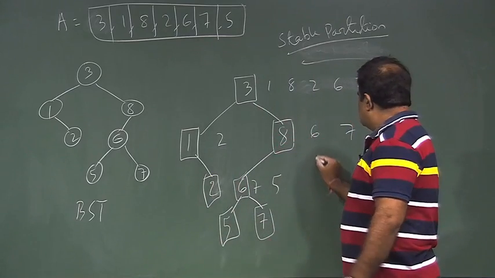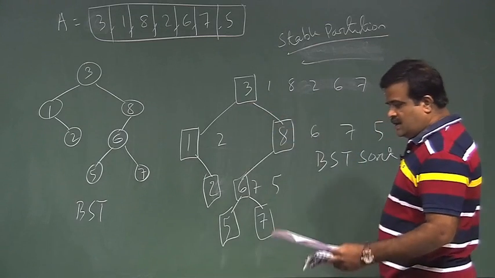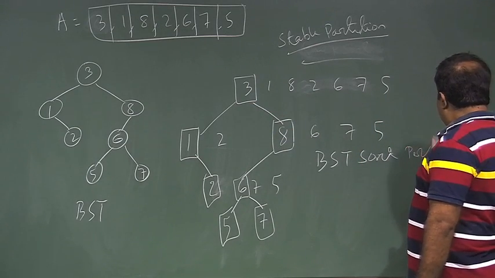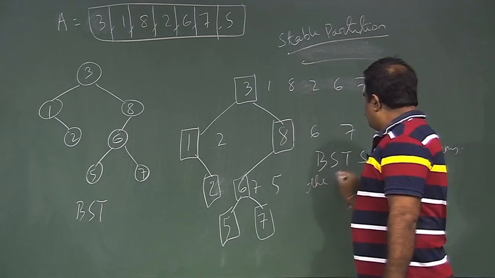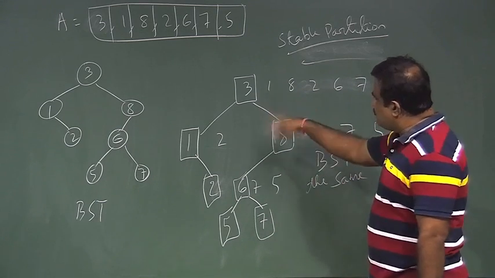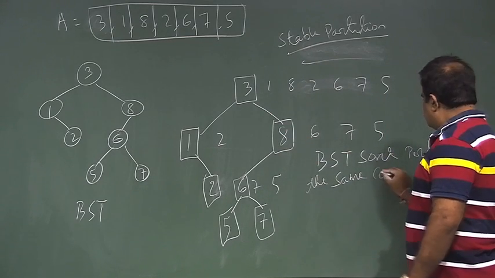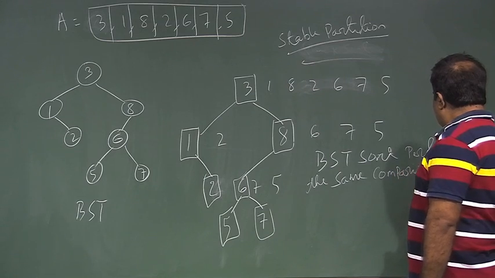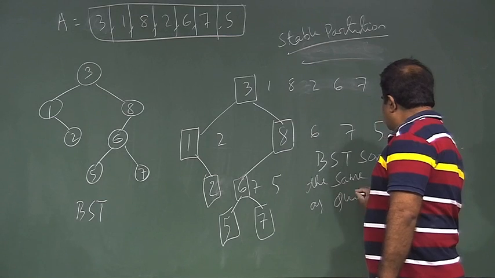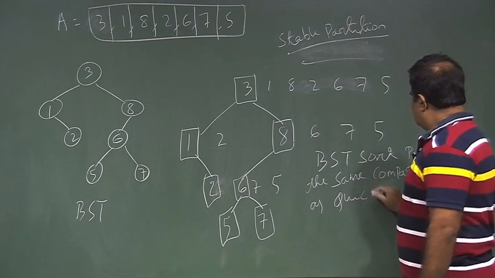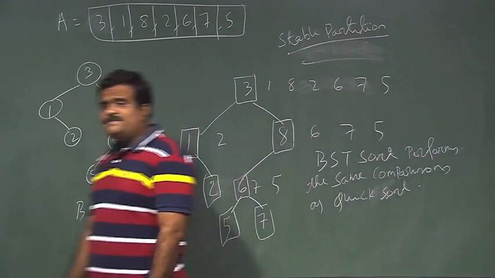So, this is the observation. BST sort, to form the BST, performs the same number of comparisons as quicksort, maybe in a different order, but the same comparisons as quicksort. Okay, so that is the reason they give the same time complexity.